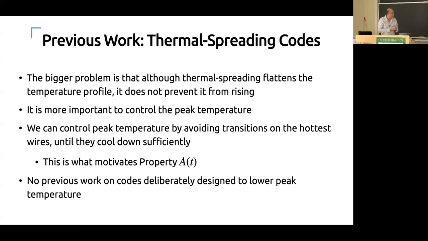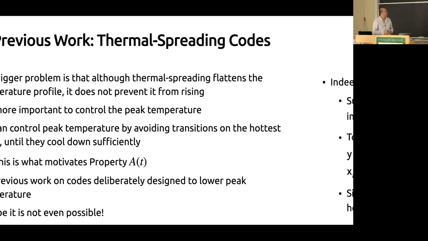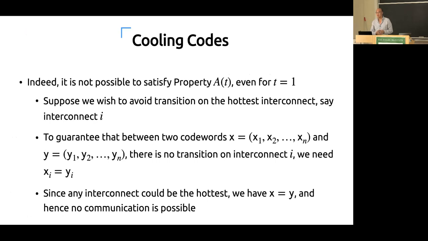So what we wanted to do is to control the peak temperature by avoiding transitions on the hottest wires until they cool down sufficiently, and then perhaps we can use those interconnects for communications again. This is what motivated property AT that I described earlier: avoiding transitions on the t hottest wires. There were no previous works on codes deliberately designed to lower peak temperature. Why is that? Maybe it's not even possible. And indeed, it's not possible.